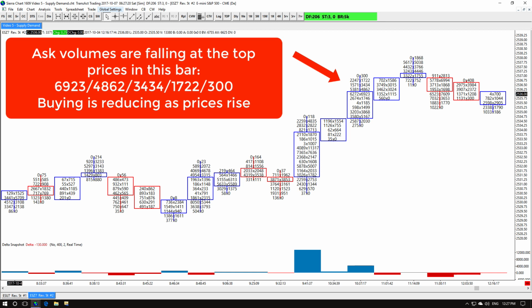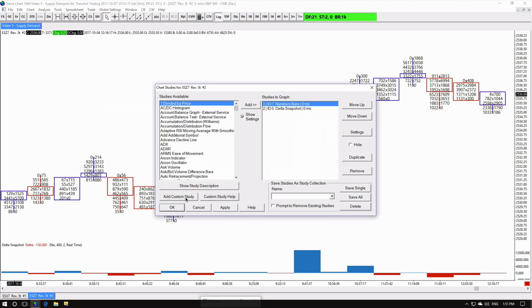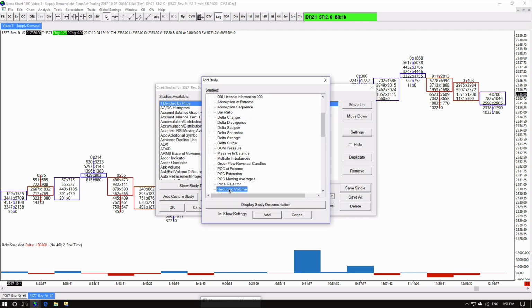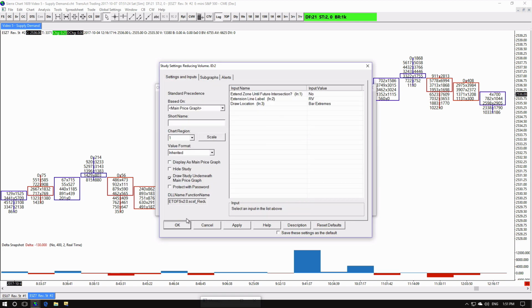We tend to see these declines in supply and demand at the lower and the upper extremes of price bars. At the bottom of the price bar, representing lower prices, we may well see reducing supply, and at the top of a price bar, representing higher prices, we will tend to see demand tail off. The Emoji Trading reducing volume indicator highlights situations where rising price results in reduced buying and falling price results in reduced selling.